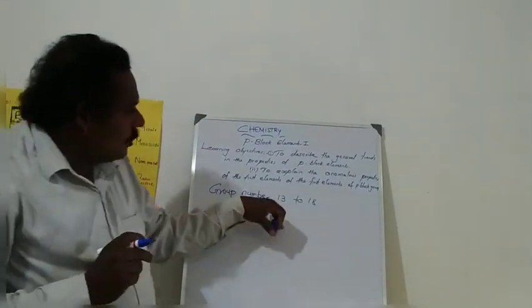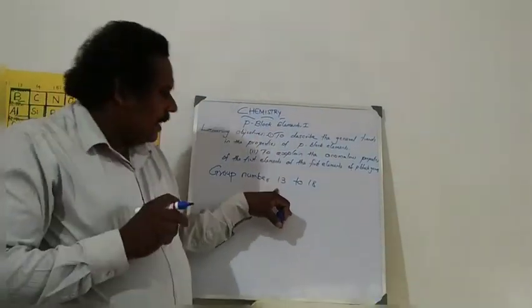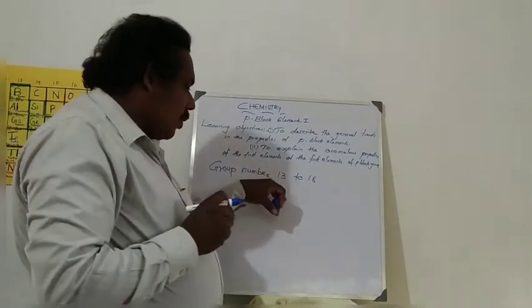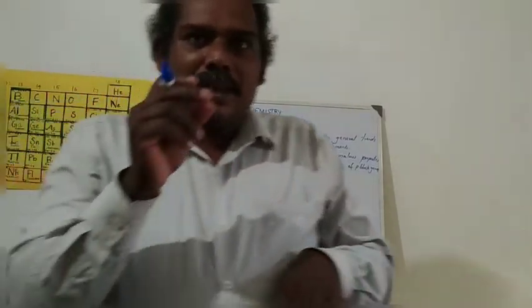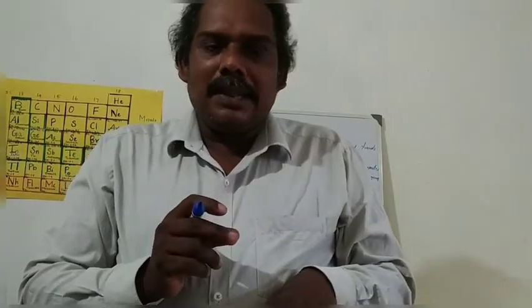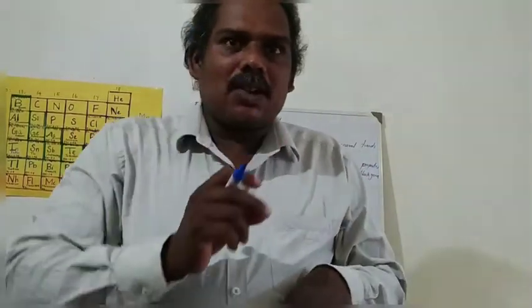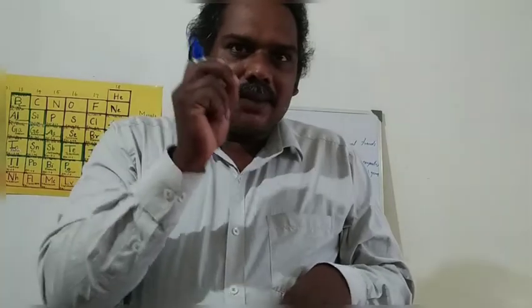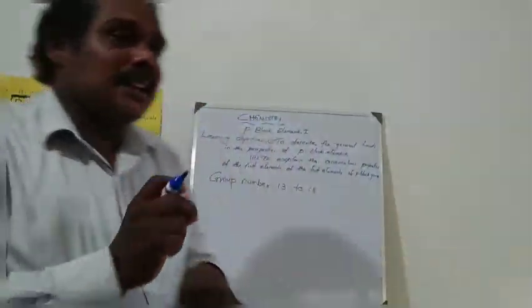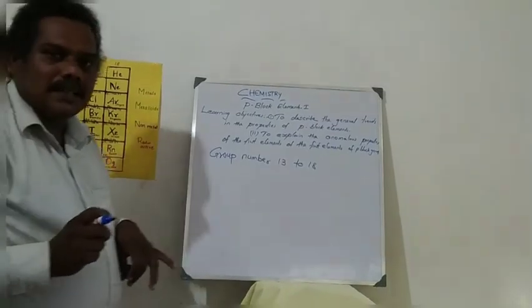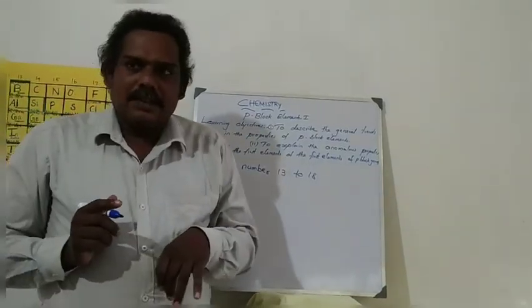The 13th group is called the boron family. The 14th group is called the silicon family. The 15th group is called the nitrogen family. The 16th group is called the oxygen family. The 17th group is called the halogen family. The 18th group is called inert gas, noble gas or rare gas.